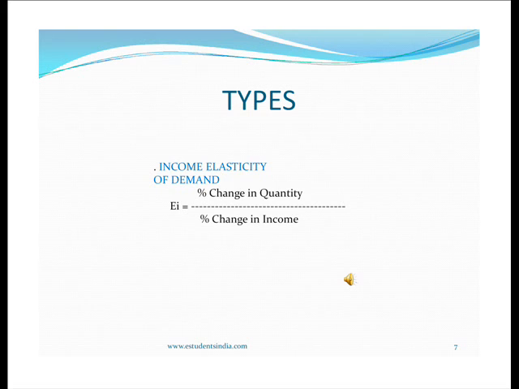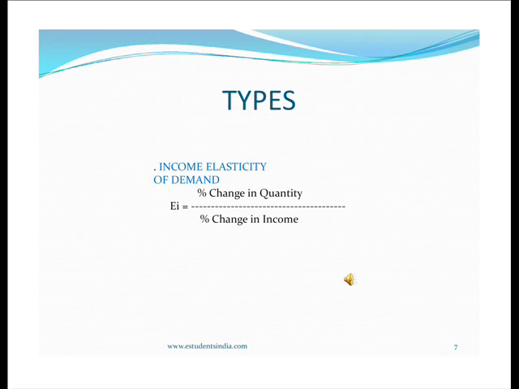Income elasticity of demand is equal to delta Q divided by Q, divided by delta Y divided by Y. The income of a person is rupees 4,000 per month. He purchases 6 CDs per month. The income increases to rupees 6,000.